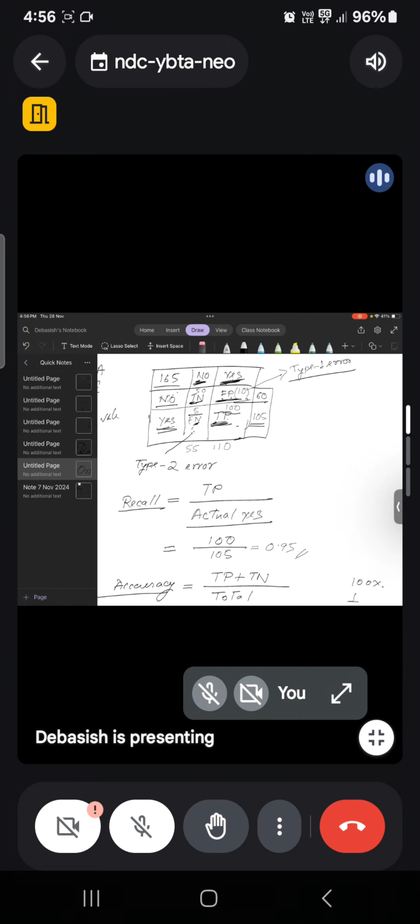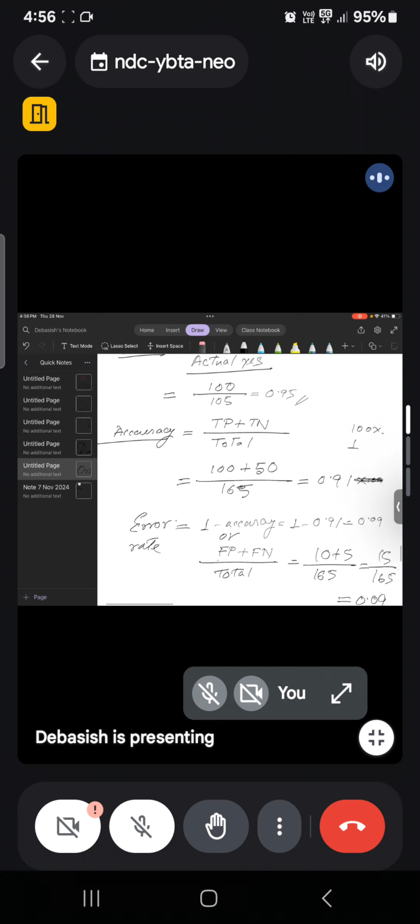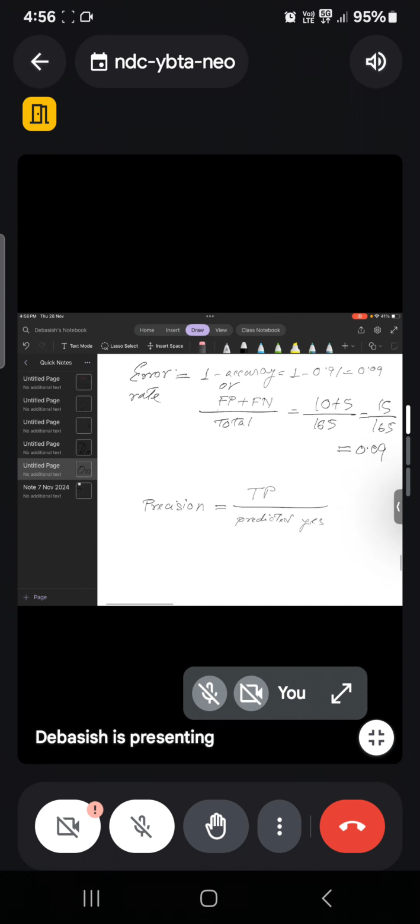So here, you can say this is 10. 100 plus 10 we add, it will be 110. Then we divide TP, which is 100, by 110. That is 0.91. So this is the precision score. Do you have any confusion about the confusion matrix?